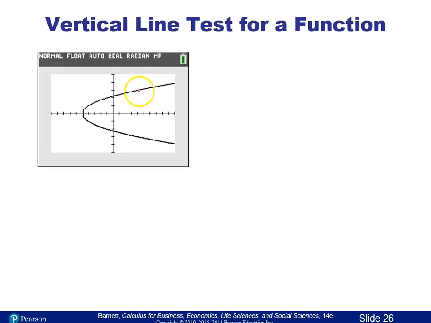All right, so looking at this, there is one place where I could draw a vertical line and it would touch it only one time, but there's a lot of places that it would touch more than one time. So all of these are going to touch twice. So that means it's not a function if it touches more than one time.